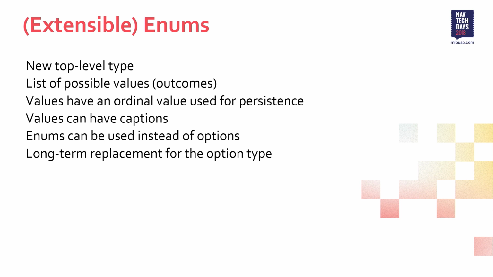And with a twist. So it basically lists possible outcomes, values. All the values have an ordinal value. It's actually exactly the same as what you have with an option. This is the one we use for persistence. You can put captions on it. You also have that with options. And by the way, it can be used instead of options. And long term, we imagine this is going to replace the option type completely.